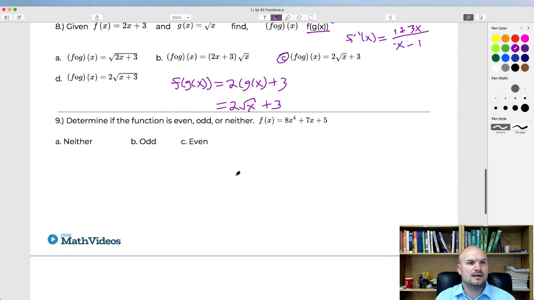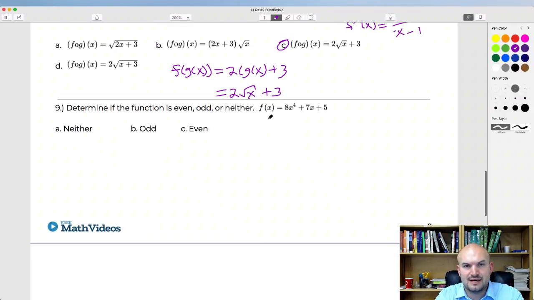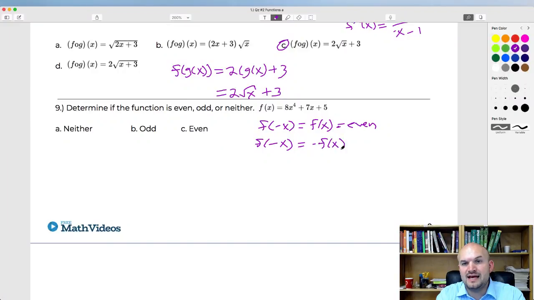All right, last but not least here, we have determine if the function is even, odd, or neither. A lot of students are still struggling with this concept, and I'd like to get into it, but I don't want to spend too much time on this. Just remember the general idea, guys, is plugging in f of negative x. If you plug in f of negative x and you get the exact function out, then the function is even. And if you plug in f of negative x and you get the opposite of the function, then it is odd.